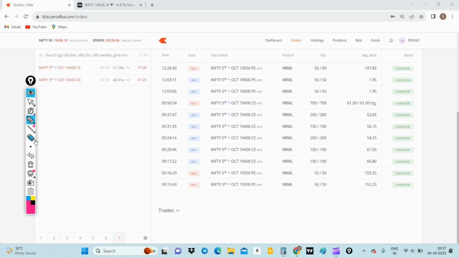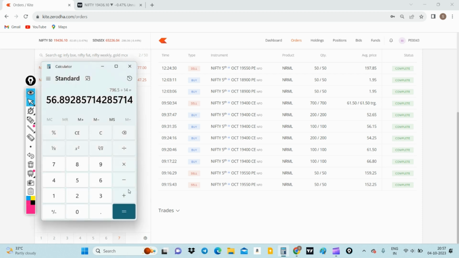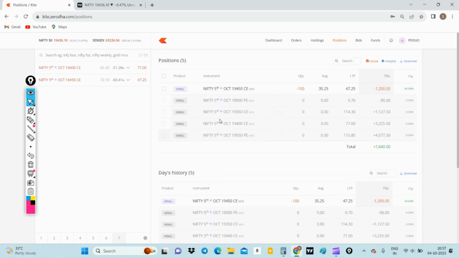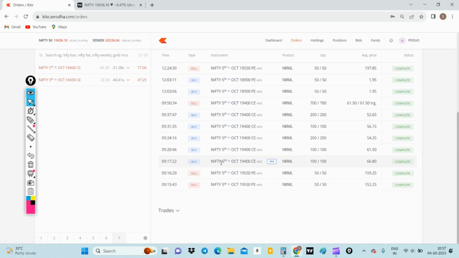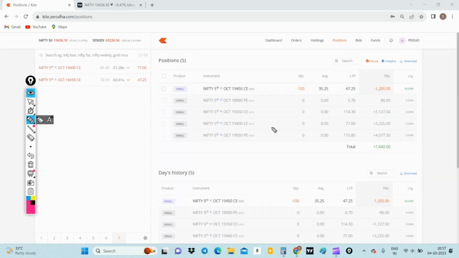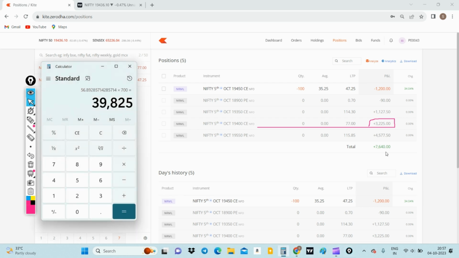So the capital that I used for today's trade is, I'll do the multiplication, 700 times the price. The capital that I used for this first trade was 39,000 rupees. And there was a trailing stop loss. The overall profit that I was able to make from this 19,400 call was around 3,200 rupees overall. So the capital that I used for this trade was around 39,000, and I was able to make around 7 to 8% on the capital that I invested.